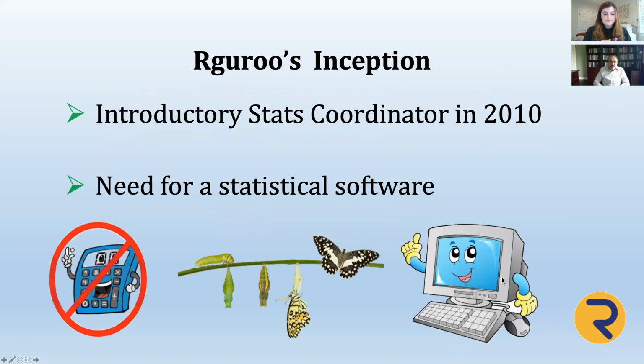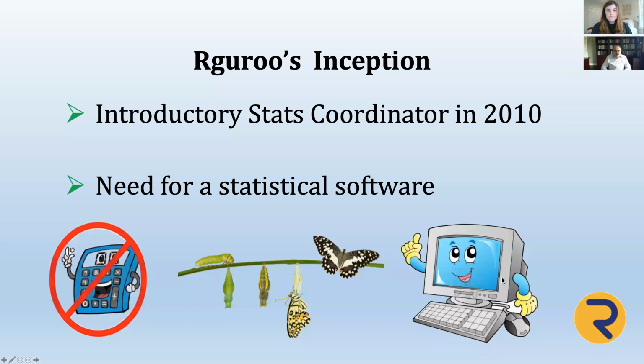In about 2010, I was appointed as the coordinator for introductory stats courses. At that time, of course, we were not using a specific text, and some people were using calculators. There were not many people that were using software. You see the calculator, I put a no calculator sign there, and I don't mean that calculators shouldn't be used, but really to do statistical analysis, I think using software in a classroom is necessary.